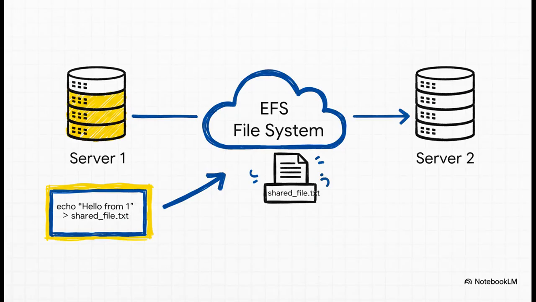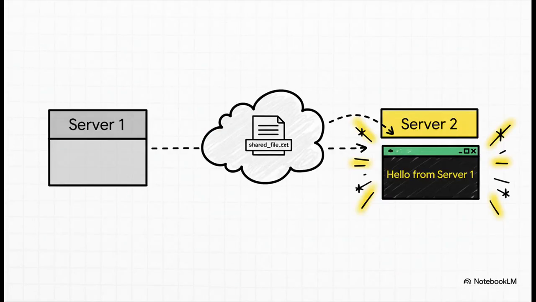And this is where it all comes together. Imagine you've launched two cloud servers and you've connected them both to the same EFS file system. On the first server, you run this simple little command to create a text file with a message inside. And then immediately, a split second later, you log into the second server, a completely separate machine. You run a command to show the contents of that exact same file, and there it is. The message from server 1 appears instantly on server 2. That right there, that is the magic of networked file storage in action.